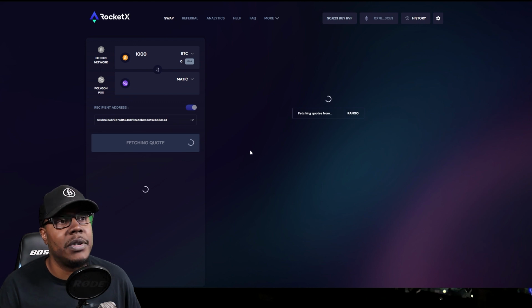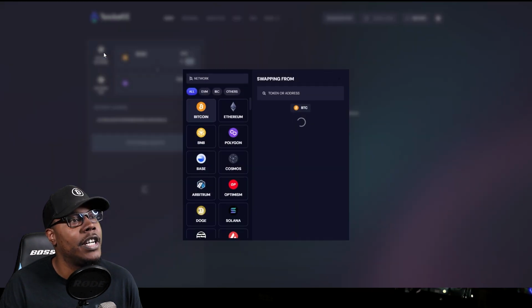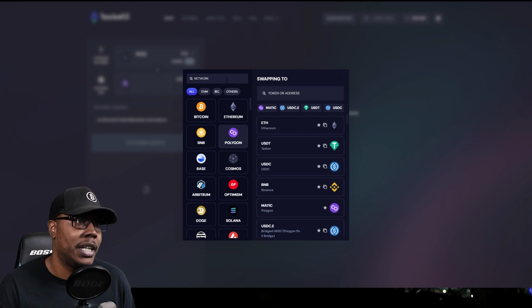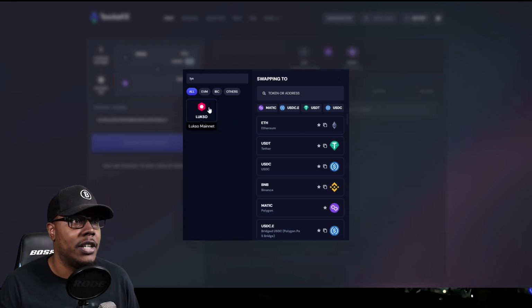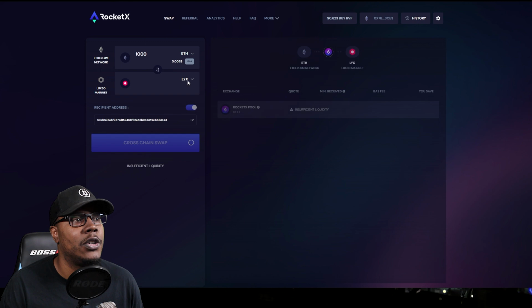Then I want to swap for Lukso. So what I'm going to do is I'm connected to my MetaMask up here. I'm going to click over here, go to ETH right there. Got my Ethereum, and I'm going to click down here where I want to swap to, and just type in LYX. There you see the Lukso token right there, and now you're going to be able to swap ETH for Lukso natively.